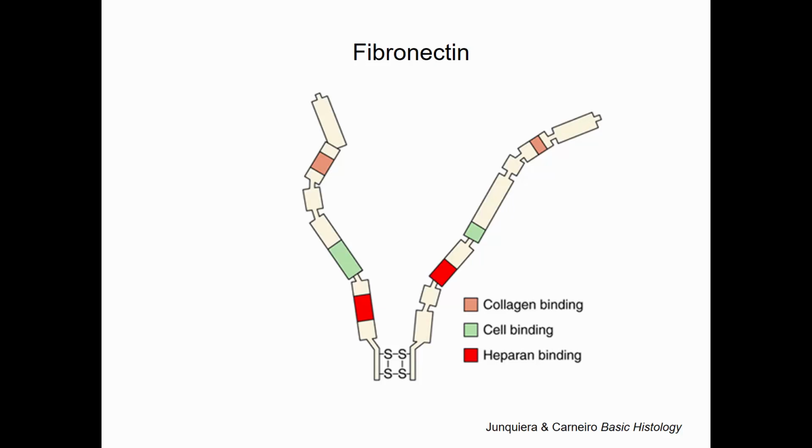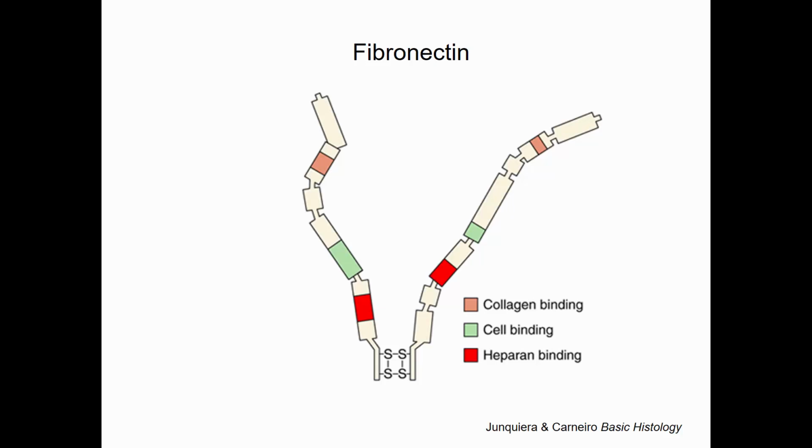Fibronectin, that term has come up several times. It's a protein that has two subunits attached by disulfide bridges. It has collagen binding domains, cell binding domains. Cell binding domains are the part of the protein that binds to integrins. Heparin binding domains bind to proteoglycans.